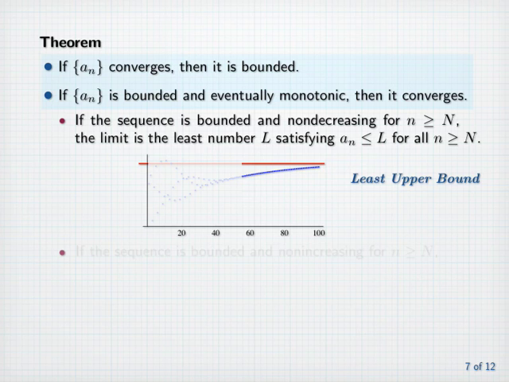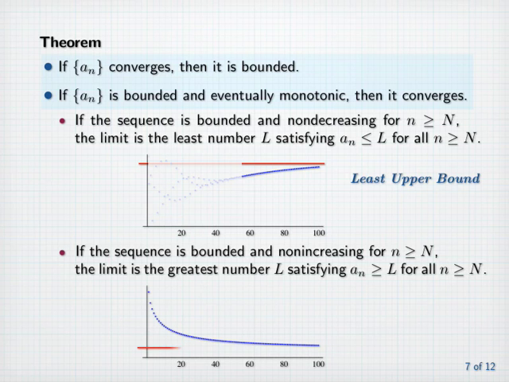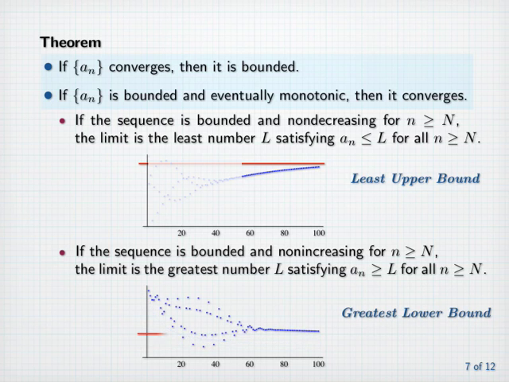On the other hand, if the sequence is bounded and non-increasing for n greater than or equal to capital N, the limit is the greatest number L satisfying a sub n greater than or equal to L for all n greater than or equal to capital N. Here's the graph of a bounded decreasing sequence. Its limit is the greatest lower bound of the sequence. For a sequence that is eventually non-increasing, the limit is not necessarily the greatest lower bound of the sequence, but it is the greatest lower bound of the part of the sequence that is non-increasing.